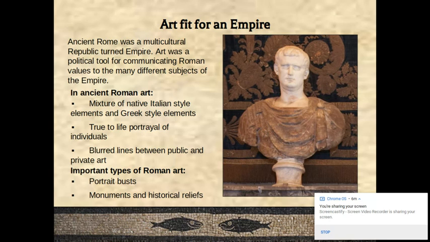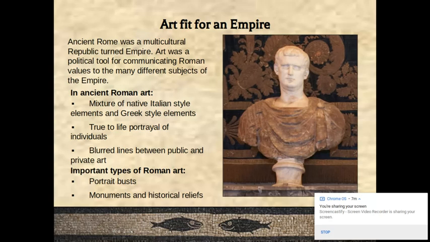Now, instead of showing all of the human beings as perfectly made and perfectly symmetrical and perfectly formed, and everybody's in good shape and is beautiful, ancient Roman art showed people as true to life. In other words, they looked like people. They had flaws. They weren't perfect. And this is something that we'll see. So it's a mixture of Italian and Greek styles, and it's true to life.